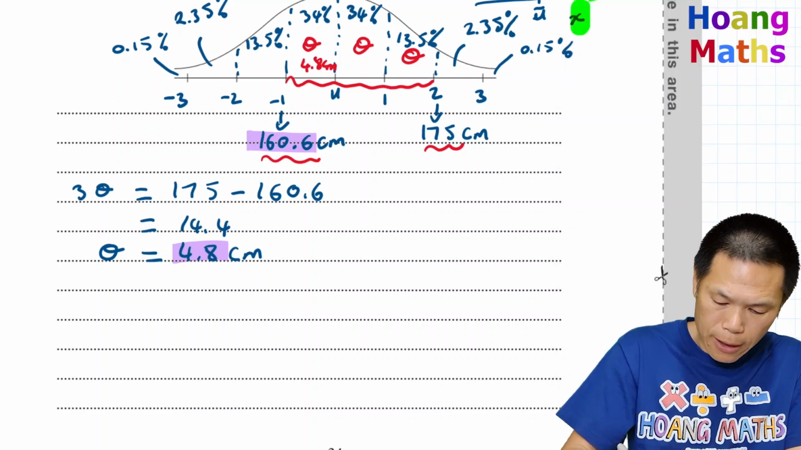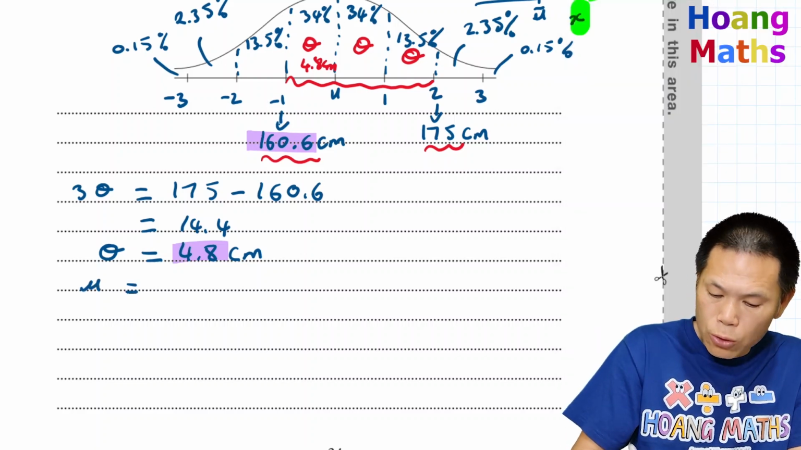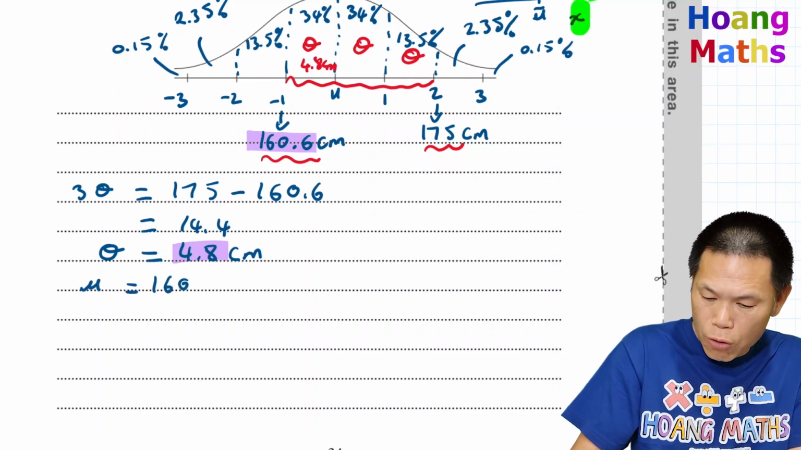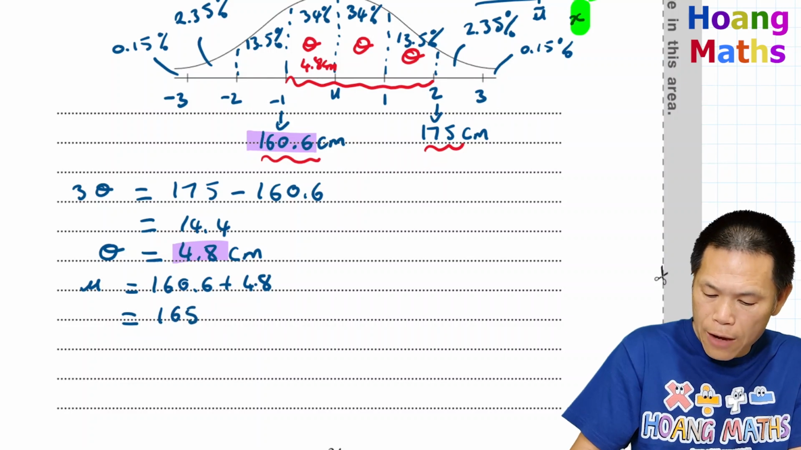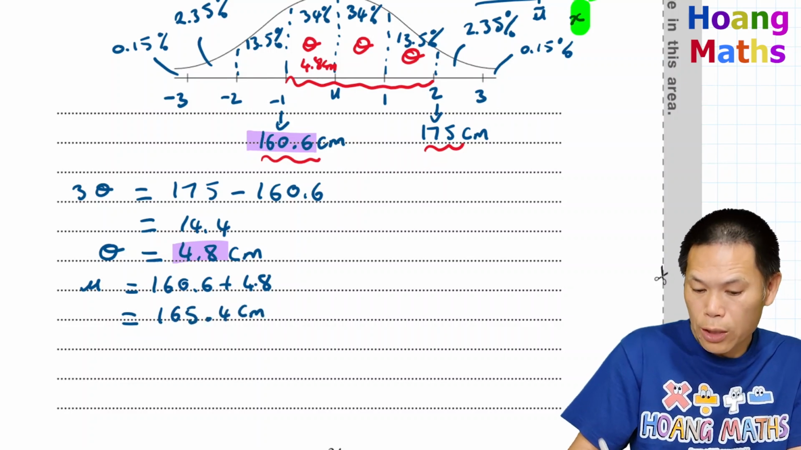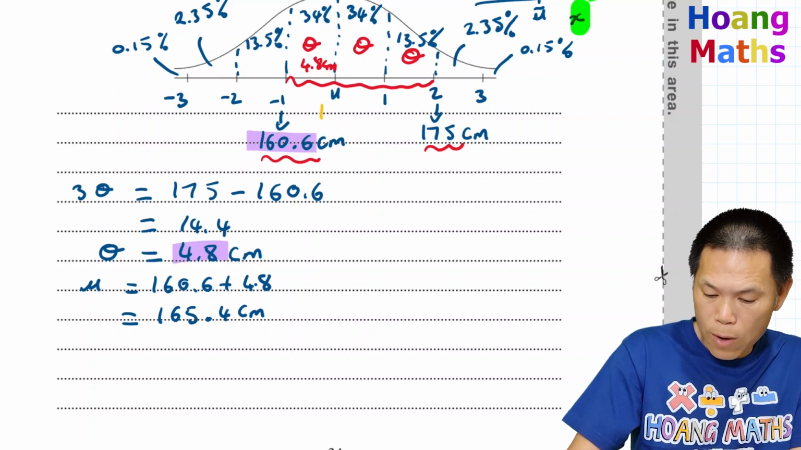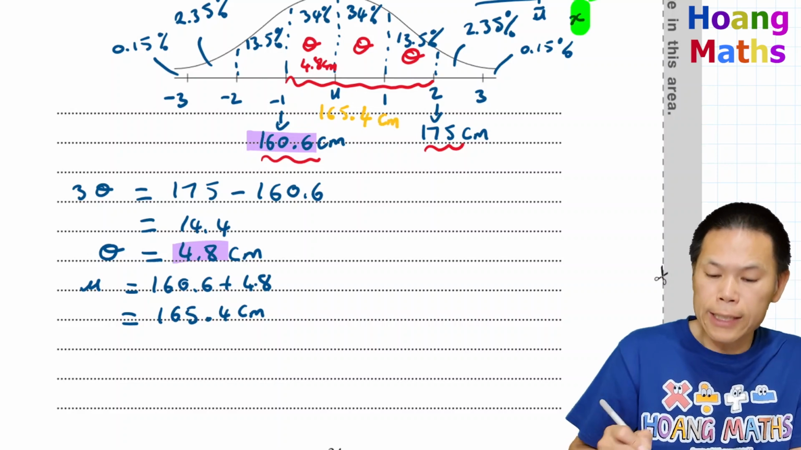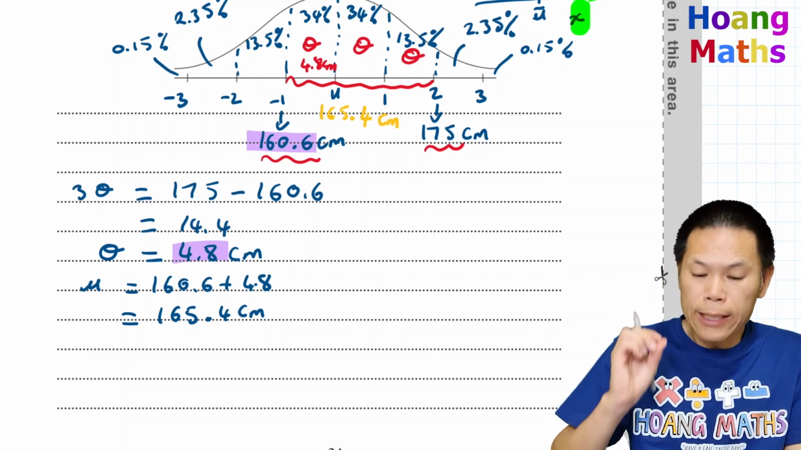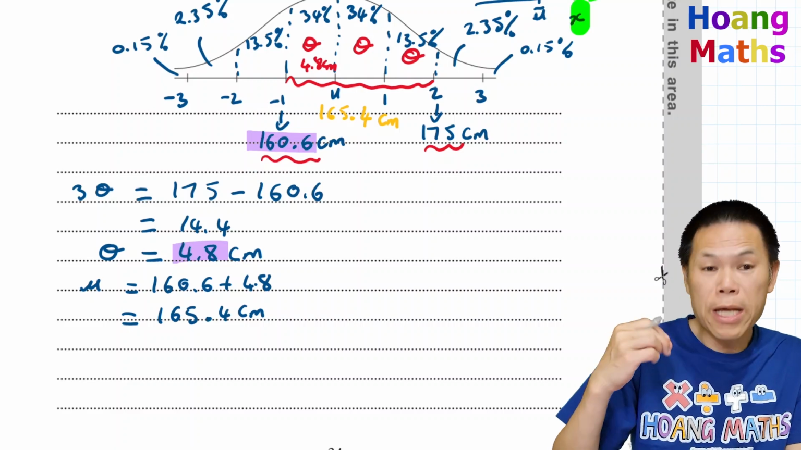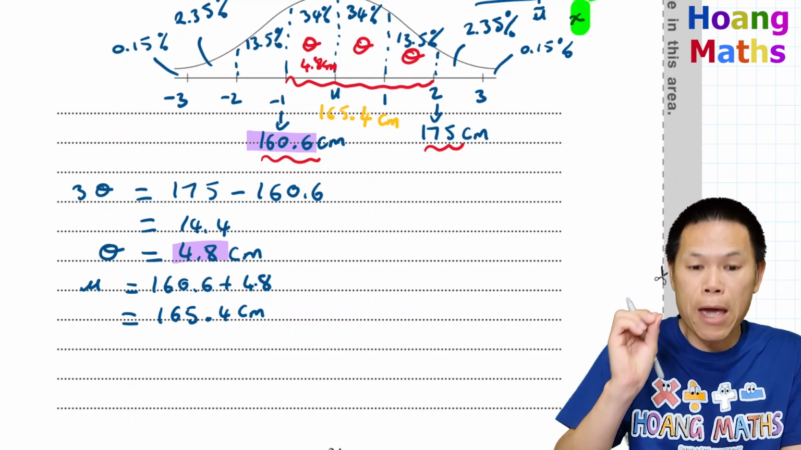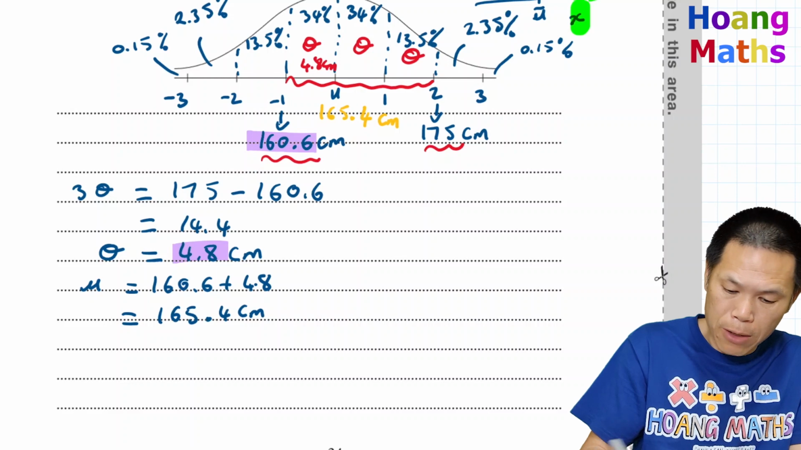So let me just write this down. So the mean is equal to 160.6 plus 4.8. So that will give me 165.4 centimeters. So don't forget, okay, let me just write this down so you can see it. 165.4 centimeters. That is the mean, okay? Then the standard deviation, we already worked it out. The mean, we already worked it out. That is for females, okay? So I can write females here.